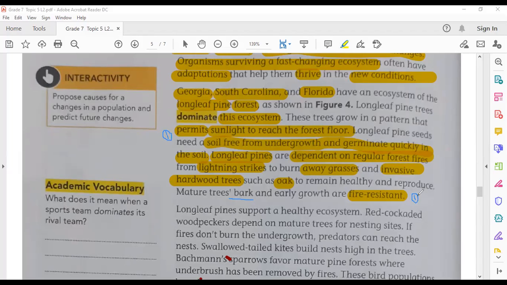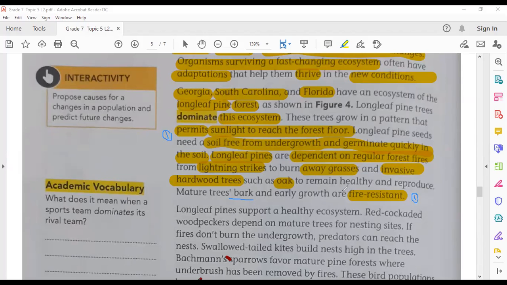What is the bark of the tree? Do you know? The bark of the tree is the stem of the tree.